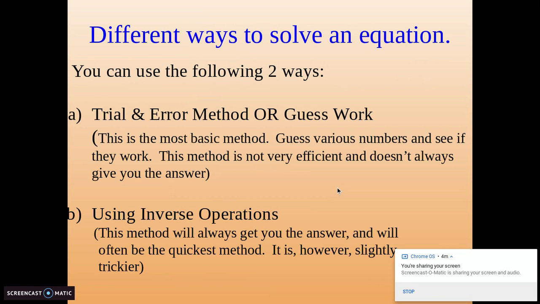Now, to find the value of that variable, you can use two different ways. The first one is the trial and error method or guesswork. This is the most basic method. Guess various numbers and see if they work to make sure that the balance remains equal, so that the left-hand side is equal to the right-hand side. This method is not very efficient and does not always give you the answer, and it might take more time to get the correct answer. The second method is using inverse operations. This method will always give you the correct answer and will often be the quickest method. It is, however, slightly trickier, but inshallah, we'll learn how to do that.